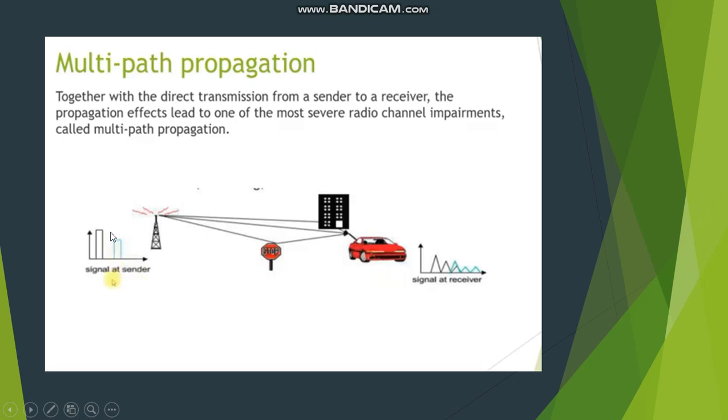So multipath is nothing but you're trying to send a stronger signal from the sending side, but at the receiver side it was very weak because it has been propagated multiple times. It has been reflected or diffracted multiple times. बहुत सारा obstacles आ गया है बीच में, because of which जो signal हमने पूरे strength के साथ भेजा था from sender side, receiver side पे वो बहुत weak हो जाता है. So these are the different factors because of which the signals may be lost or may not be received correctly at the receiver's end.